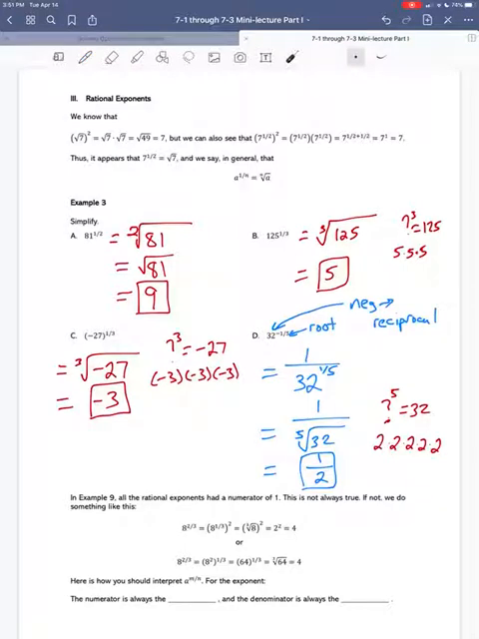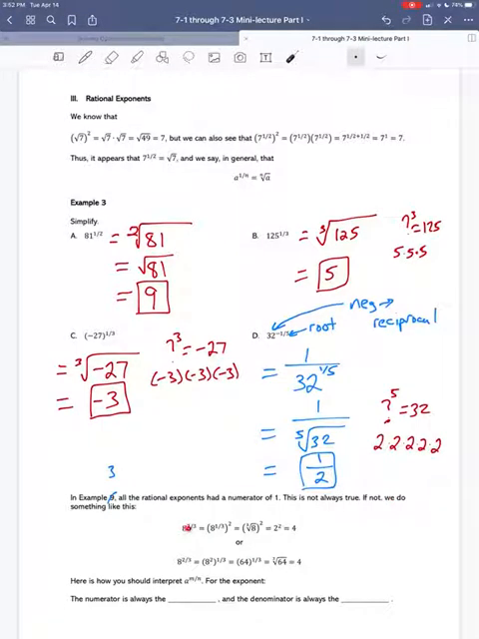So, in example 9, that's not example 9. In example 3, all the rational exponents had a numerator of 1, right? 1/2, 1/3, 1/3, 1/5. This is not always true. If not, we can do something like this.